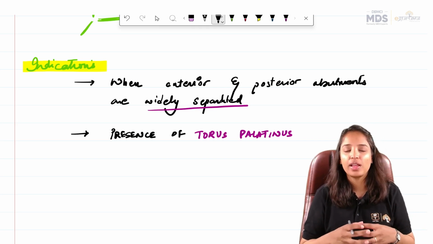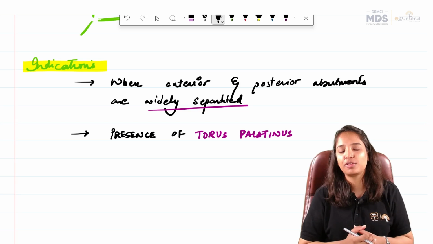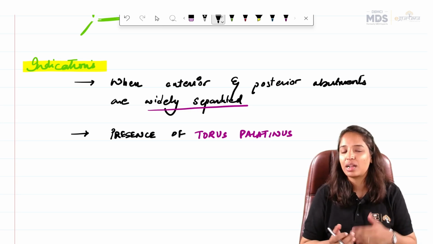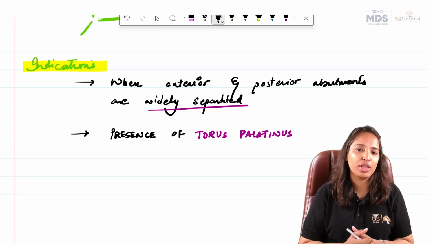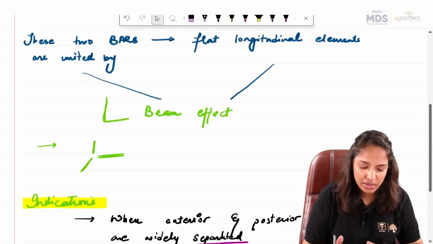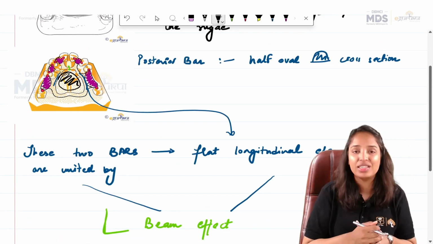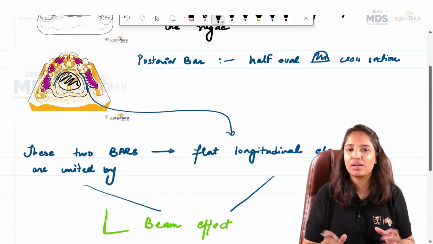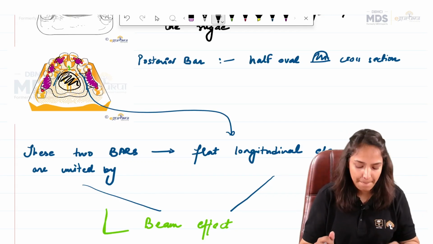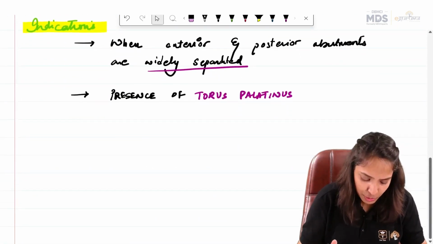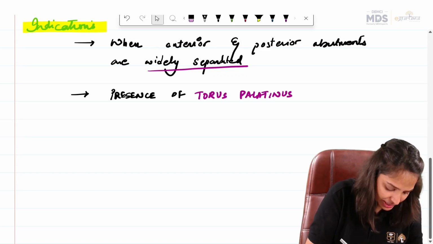In that case, when you have to exclude it from the design of a prosthesis, an anterior and posterior palatal bar is going to be of much help to you, because your torus palatinus can be accommodated in the center over here and excluded comfortably from the design. So, presence of torus, second indication.